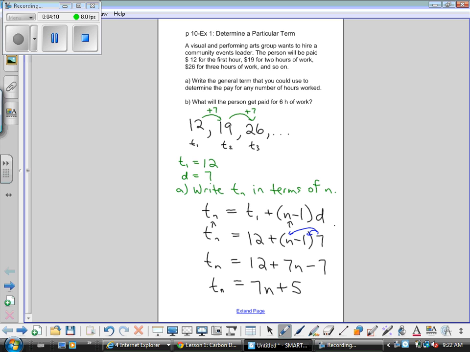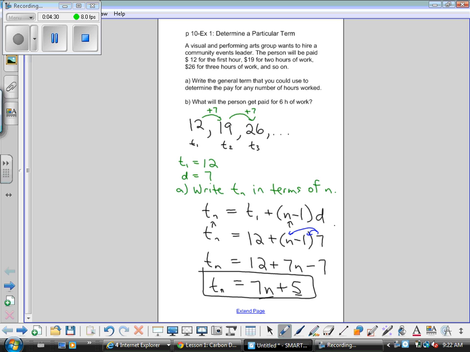Let's check it. For 3 hours, 7 times 3 is 21, plus 5 is 26. So we know that it works. We've tested it out for these ones. That's a nice answer right there. So that's generally for any n, we can find the nth term. That's what they ask us for in A.